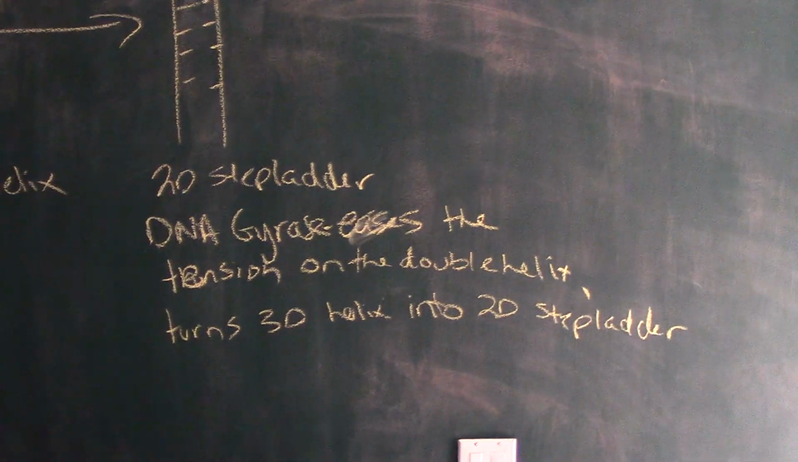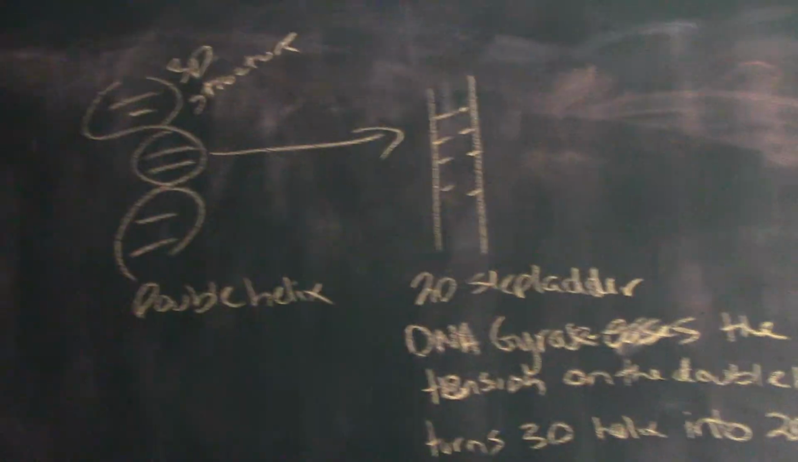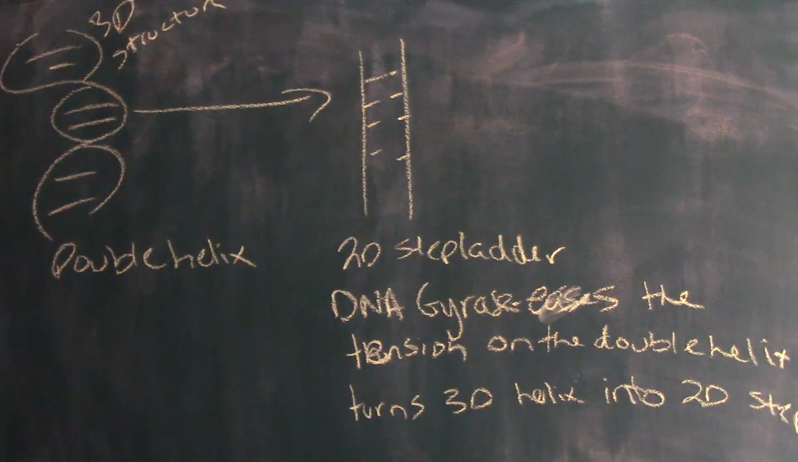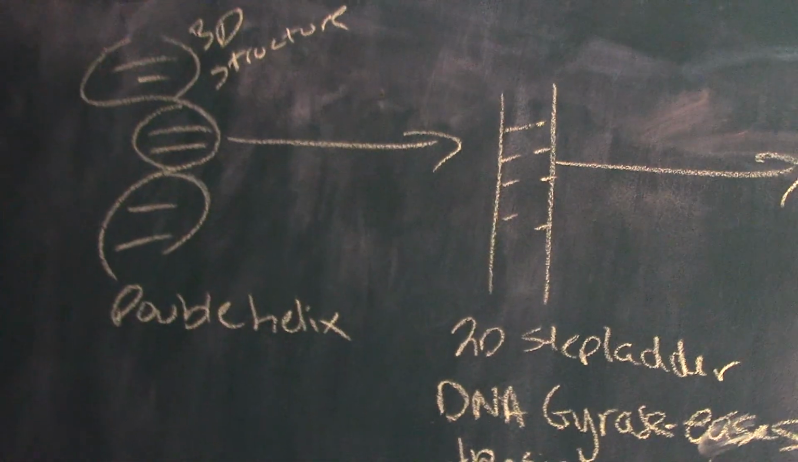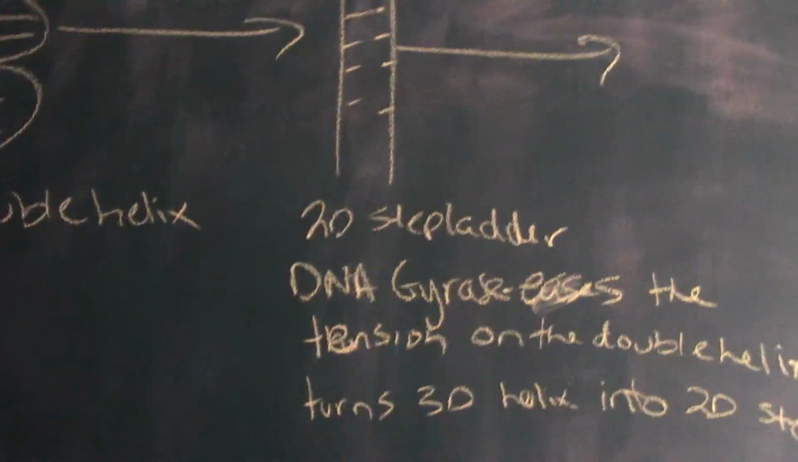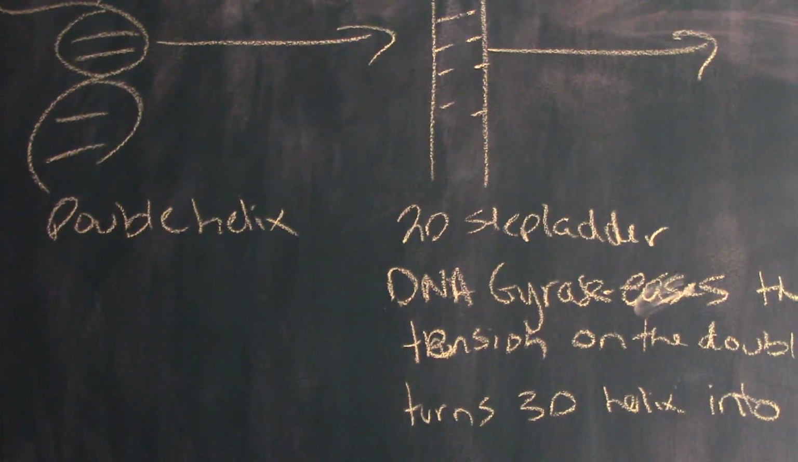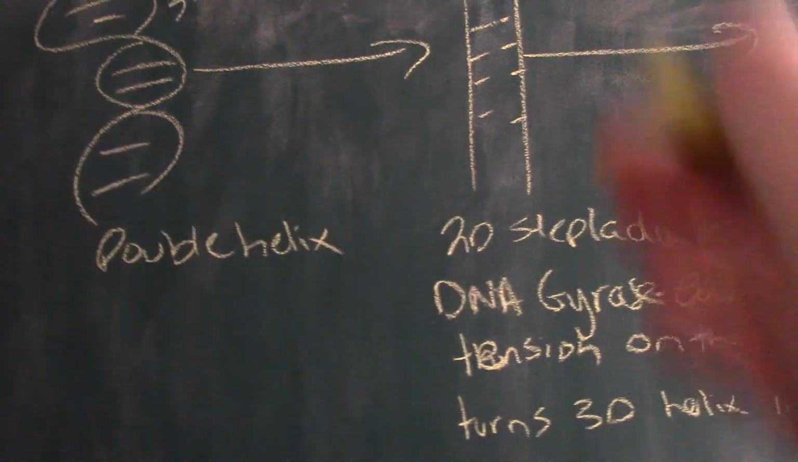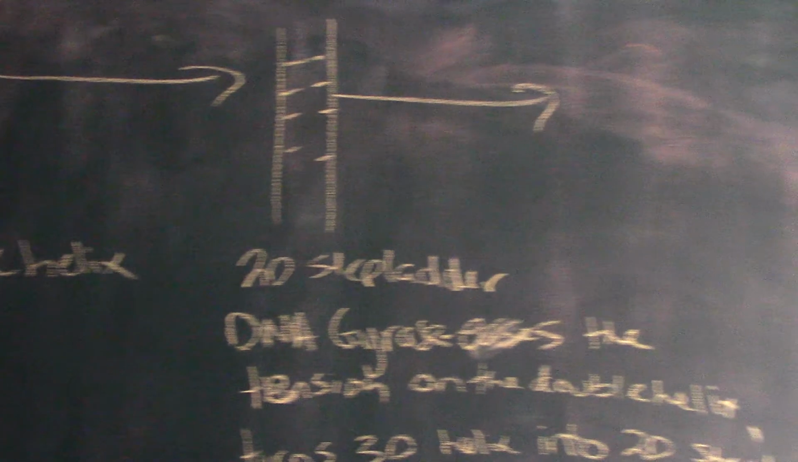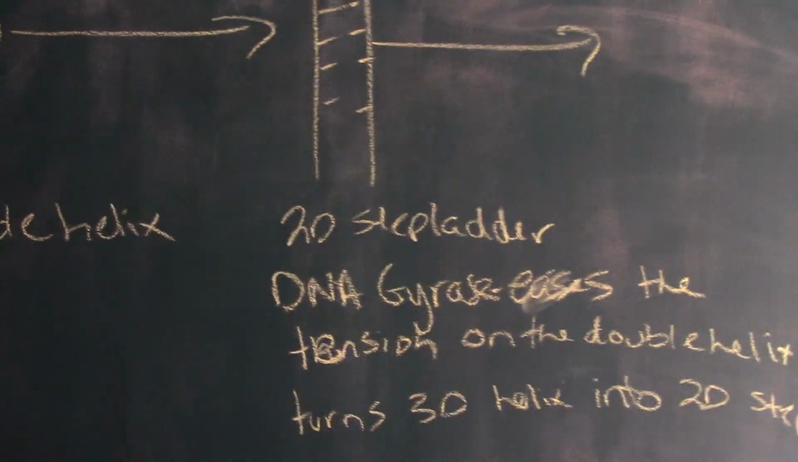So DNA gyrase, first thing that we need to know. Helix into a 2D structure. Now, what we have to do next is we have to break up the hydrogen bonds in the middle of the DNA strand, because we're going to add nitrogenous base pairs to each of the strands that we're separating to build a new strand on top of it, a complementary strand.